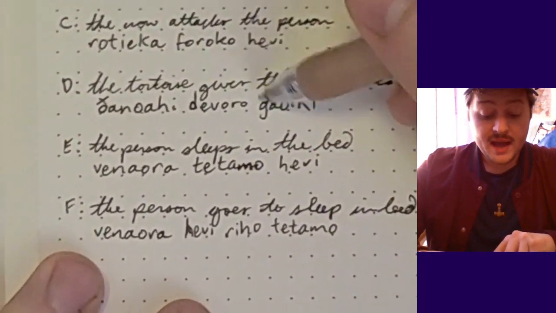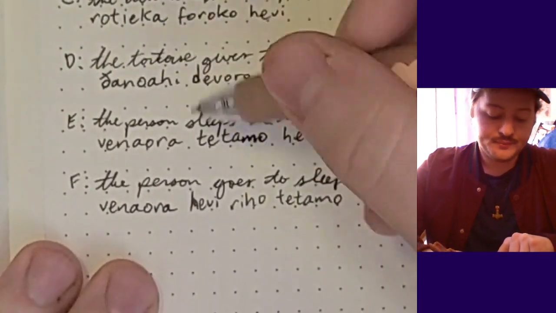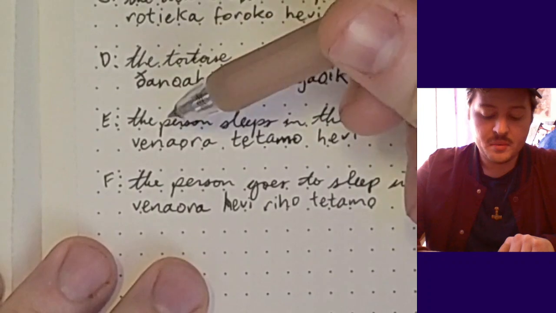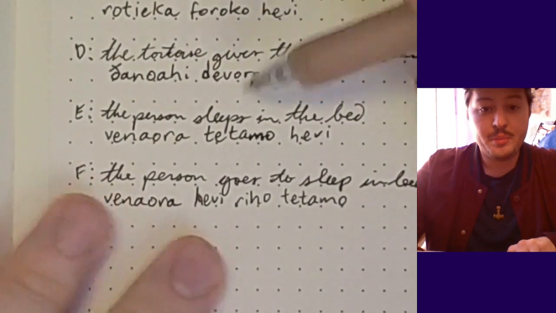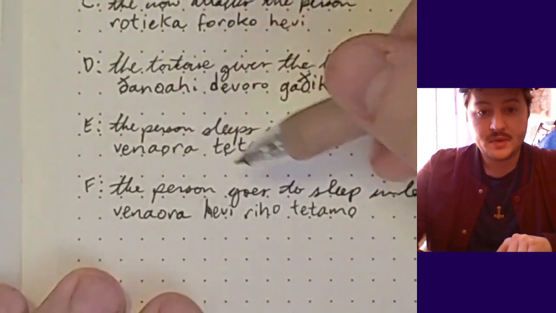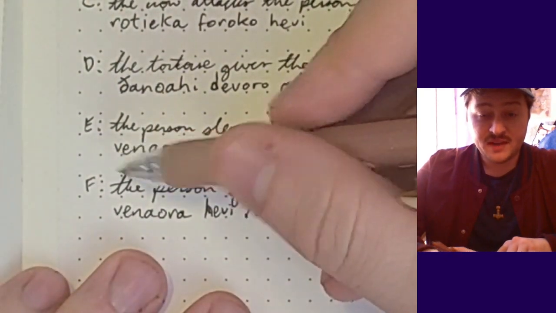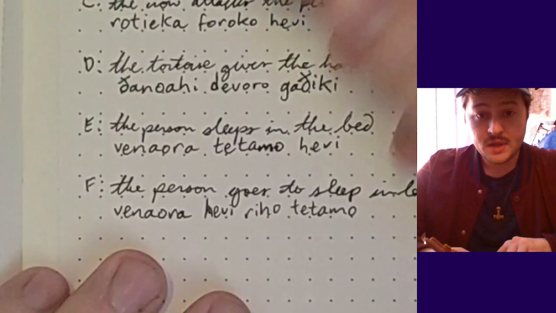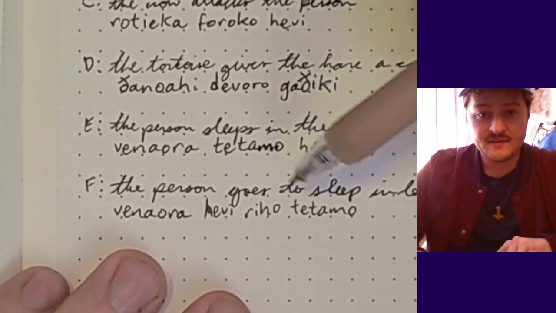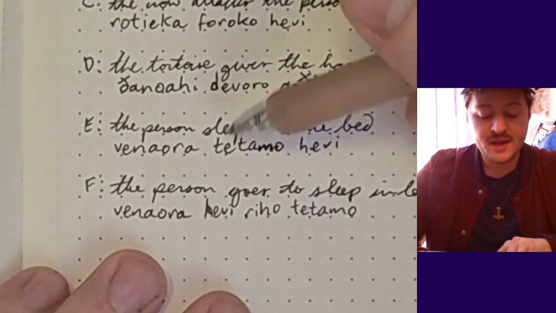So it's dhanwai, devoro, gadiki. Then we have the person sleeps in the bed. So the bed sleeps the person. So venora is sleep, but it's venaura because it's a verb, venaura. Tetamo is bed, and then evi is person. So venaura, tetamo, evi, the bed sleeps the person.